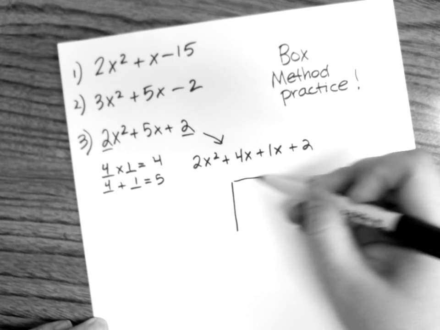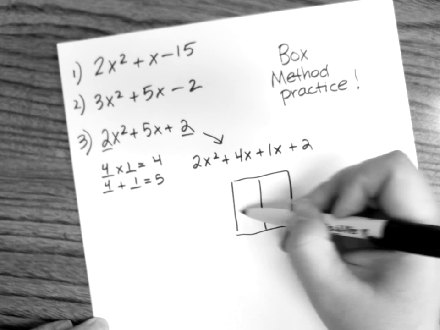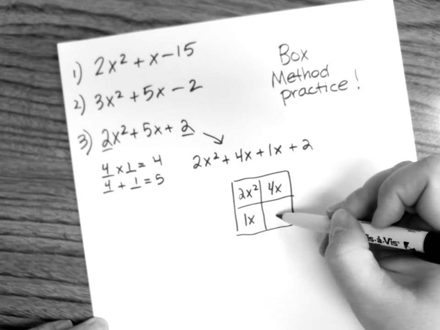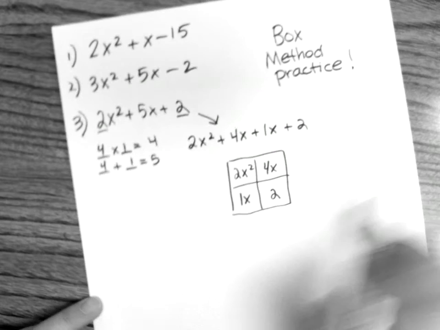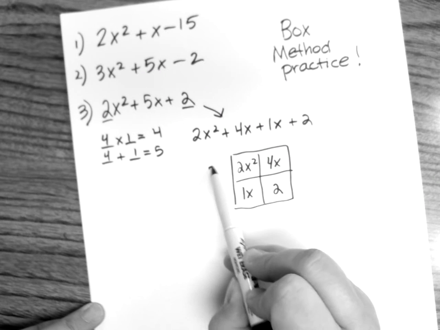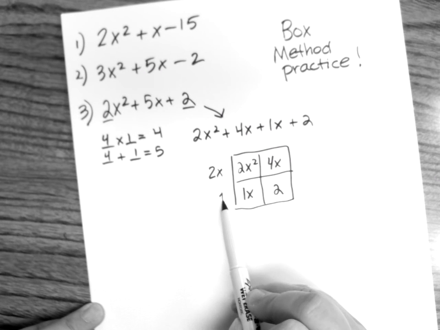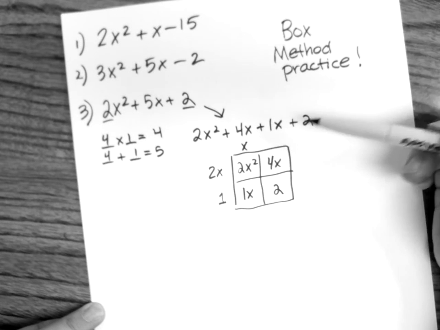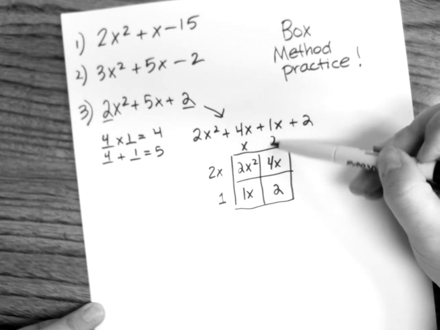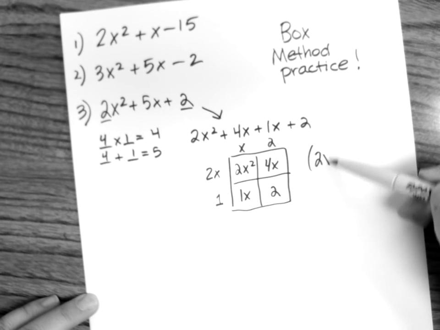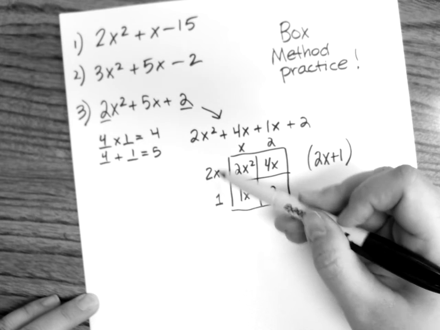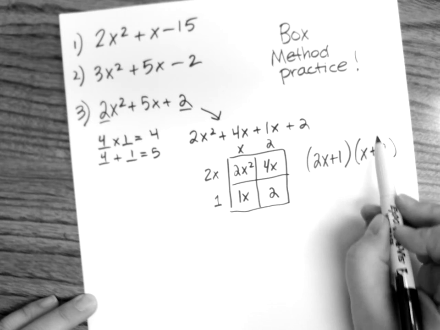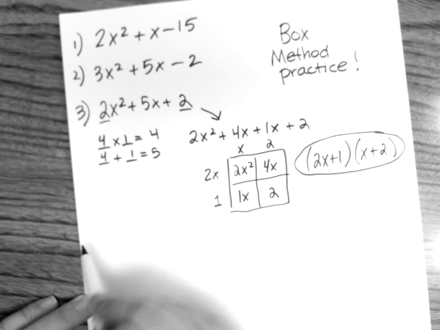Now I put those in the boxes. I've got 4 terms, so I've got things to go in 4 boxes. The greatest common factor of the first row is 2x. The second row is 1. Greatest common factor of the first column is just x. And second column is 2. And there's my answer, 2x plus 1, everything from over here, 2 times x plus 2, which is everything across the top. Okay, let's try another one.